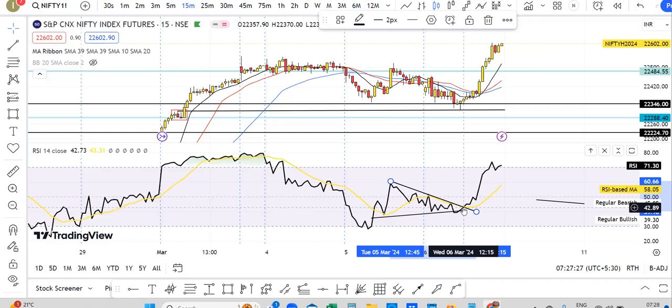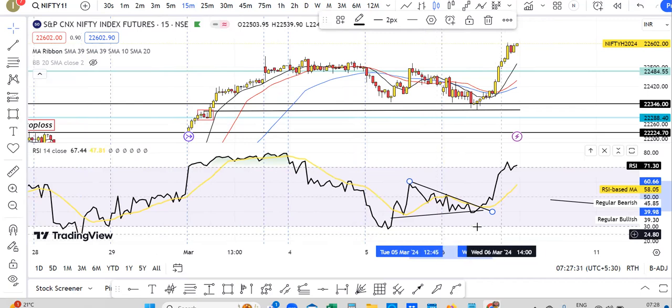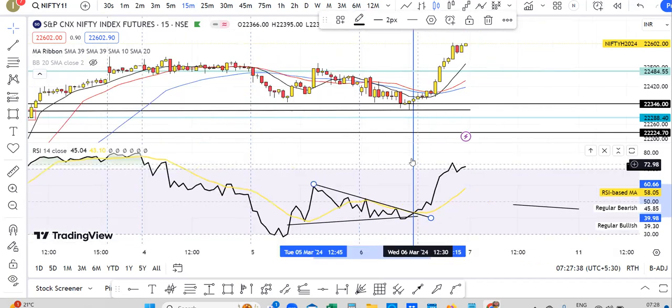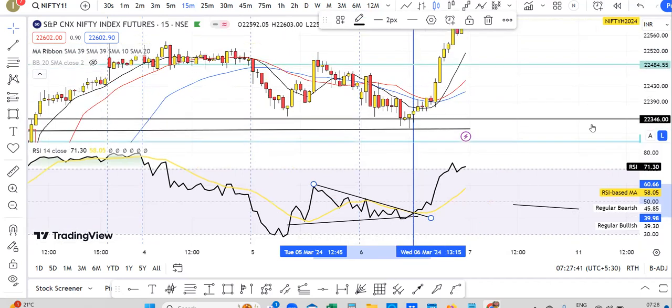See, if I place the cursor, I'll put a vertical line here. You can see even the RSI is showing the divergence and it is crossing above the moving average. This is the RSI moving average. I'll go to the settings. I'll show it to you.